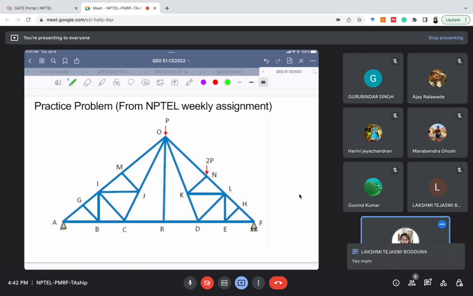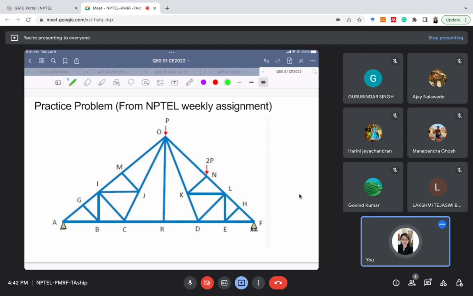Yes, very nice. So you're getting the concept, right? So just don't leave it here right now. Just download or find every problem related to zero force member and try to solve it, so that the concept seeps in your mind. I hope this concept of zero force member is understood.